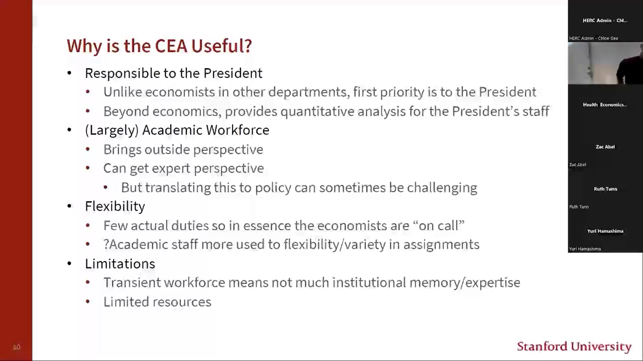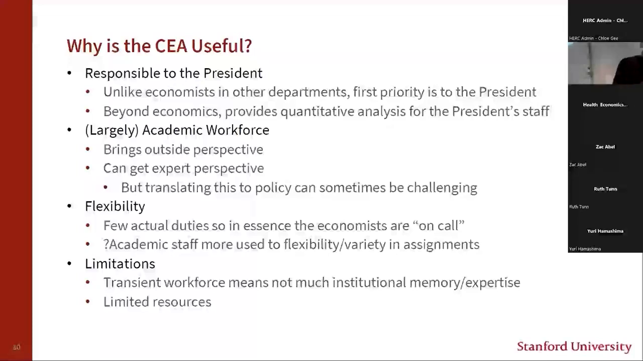The other thing is that beyond economics, we provide quantitative analysis for the president's staff, because we're the only people in the entire Executive Office of the President who are not allergic to math. For example, at some point there was a discussion of how to deal with a certain product, and there was talk about banning it, so we provided some quantitative analysis thinking through the potential pros and cons of banning it.